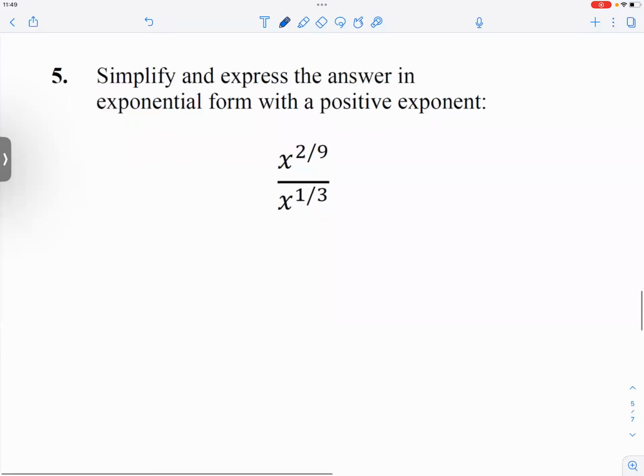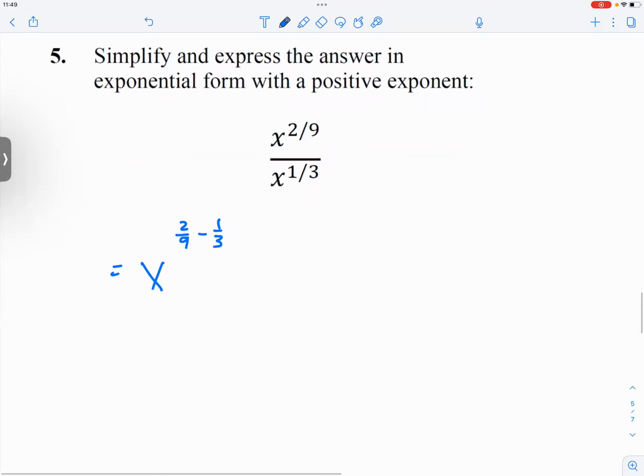All right, for number five, it's also fairly straightforward. You have the same base, right? They're both x's, you have exponents. So that means right away, I know it's going to be a subtraction, okay? All right, so again, do you know your exponent rules? If you do, you're good.